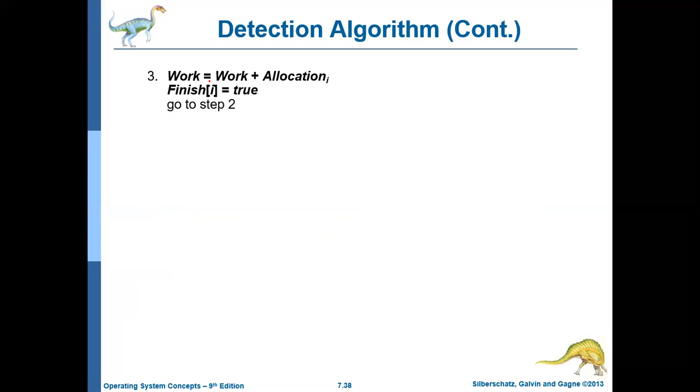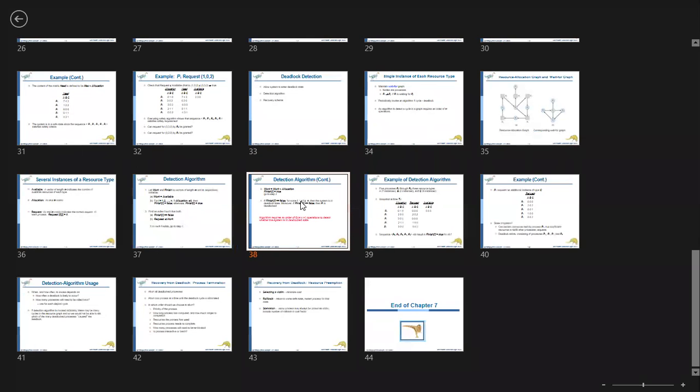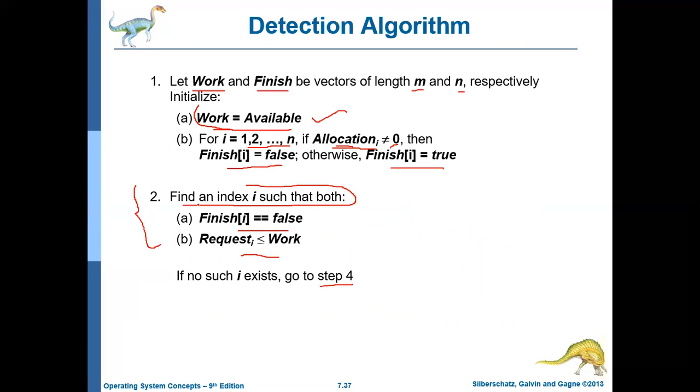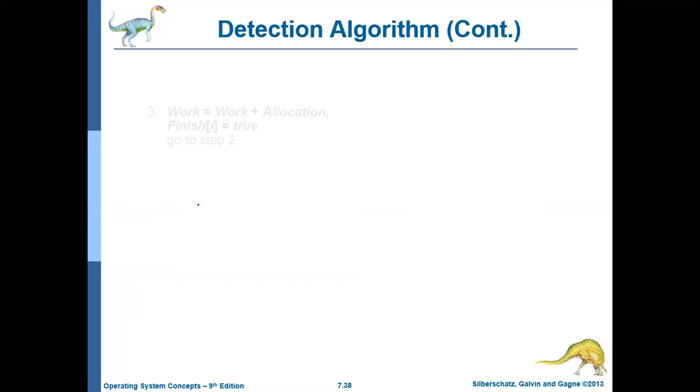So we are making work equal to work plus allocation. That is, we assume that process Pi has received all the resources that it has requested, and it completed its job successfully, and it has released all the resources that it was holding. So work will become work plus allocation. And then go to step 2.